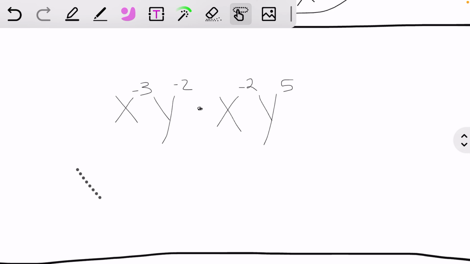So again, when you're multiplying variables, you keep the variable the same and you combine the exponents, or the degree of the variable. So we keep x right there, and then we combine -3 and -2, which is going to give us a -5. And we repeat that for the y variable. So we put the y variable there because it ain't going nowhere.